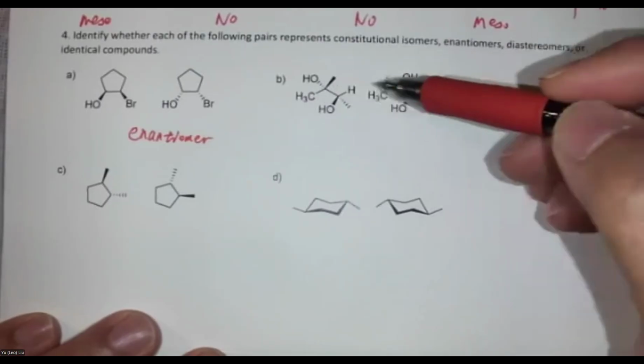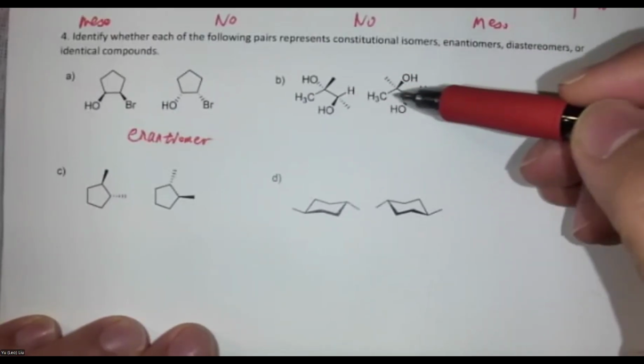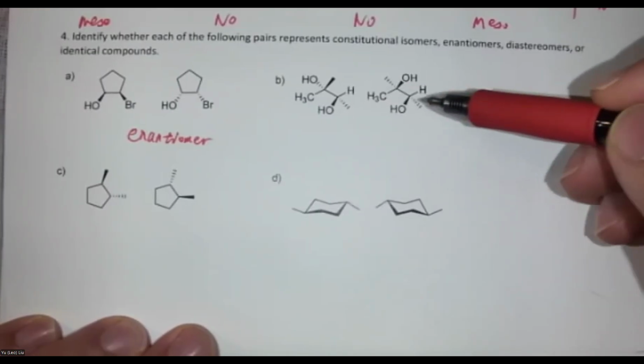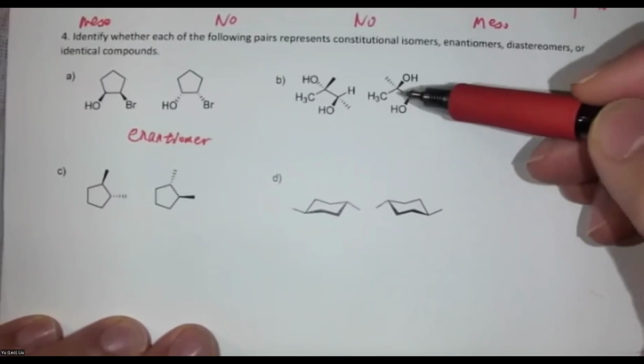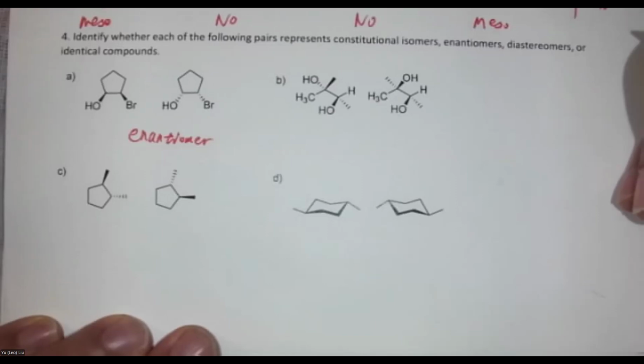How about here, B? Anyone can type your answer in the chat window. What's their relationship? Enantiomer, diastereomer, or identical? Yes, that's right. Most students gave the right answer. Diastereomer should be the right answer. This one is actually not too hard to figure out.